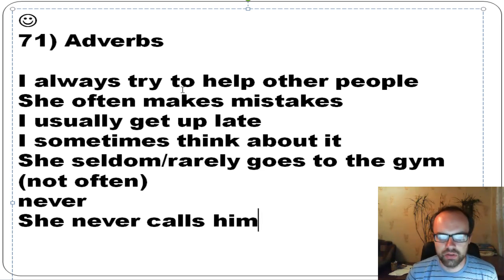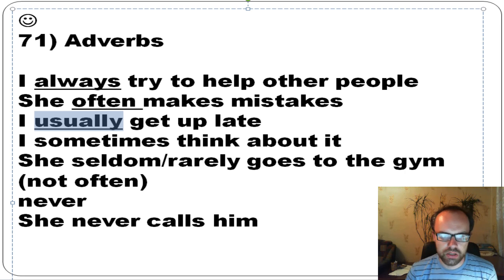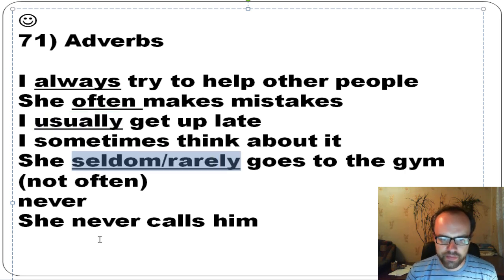Well, you know that we mostly use always, often, usually, seldom, rarely, and never in the middle. And we know that we can use sometimes in the middle. I sometimes think about it. We can use sometimes in the beginning. Sometimes I think about it, and we can use sometimes in the end. I think about it sometimes.